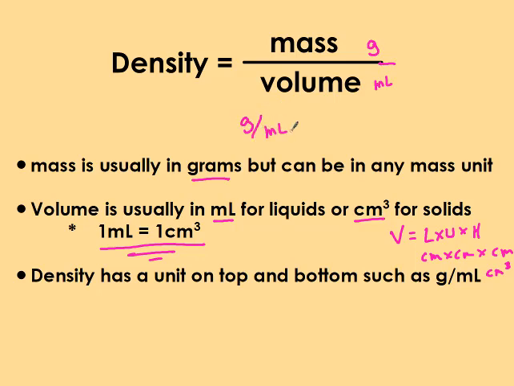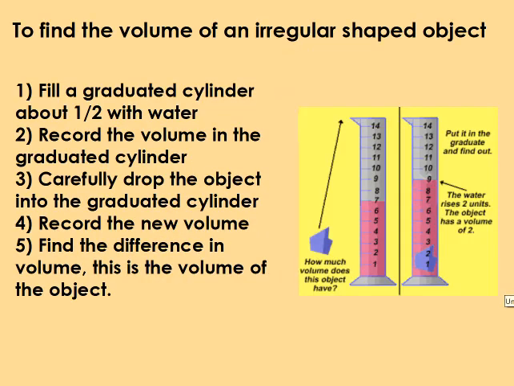per milliliter. To find the volume of an irregular shaped object, we can't just do length times width times height. And I can't just pour it into a graduated cylinder like if it was a liquid. So to find the volume of an irregular shaped object, first I fill a graduated cylinder about halfway with water, which is what's happening here.